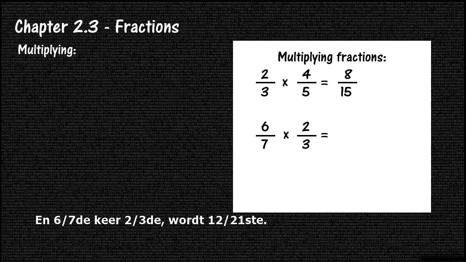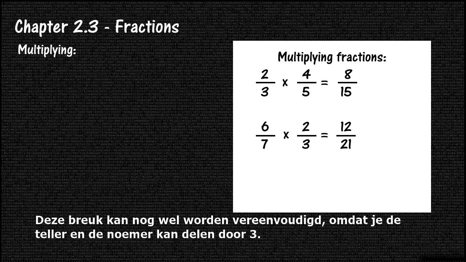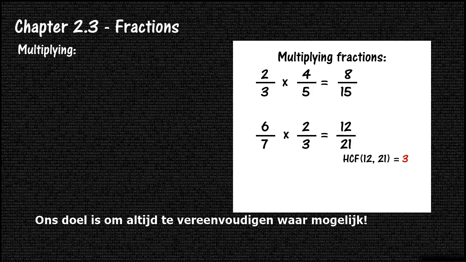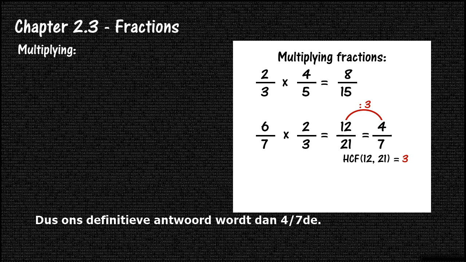And 6 over 7 times 2 over 3 becomes 12 over 21. This fraction can be simplified as both the numerator and the denominator can be divided by 3. Our goal is to always simplify when possible. So our final answer is 4 over 7.